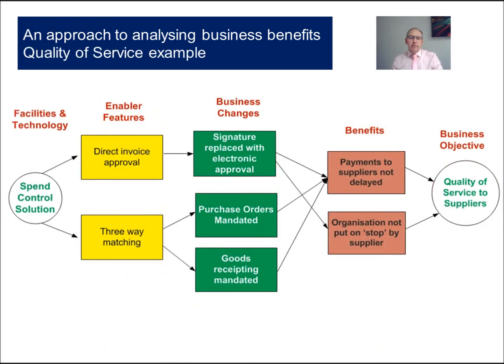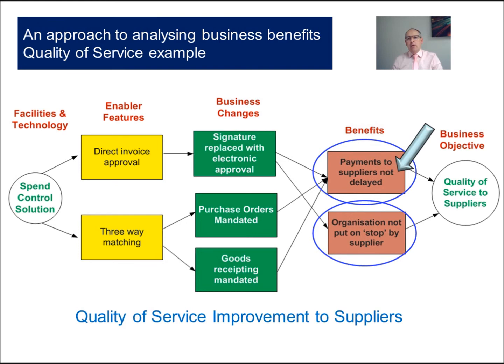This benefit dependency chart looks at quality of service improvements to our suppliers. So on the left hand side we have two enabling features, direct invoice approval and three-way matching. And as we've seen before, this leads through to business changes, and it's these three business changes which should actually provide business benefits. Now the first business benefit is that payments to our suppliers are not held up unnecessarily. Now this is a quality service to them and it helps their business. It will help their cash flow.